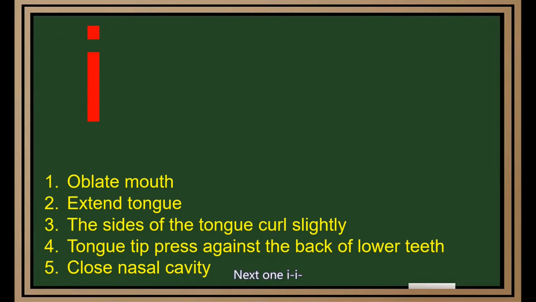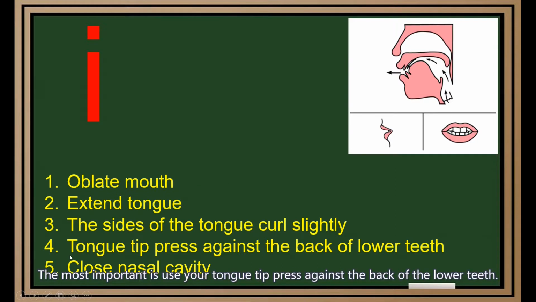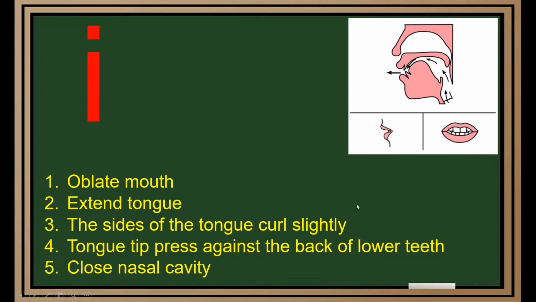Next one, E. You can see this mouth. It is an oblate mouth. The most important thing is to use your tongue tip and press it against the back of the lower teeth. E.